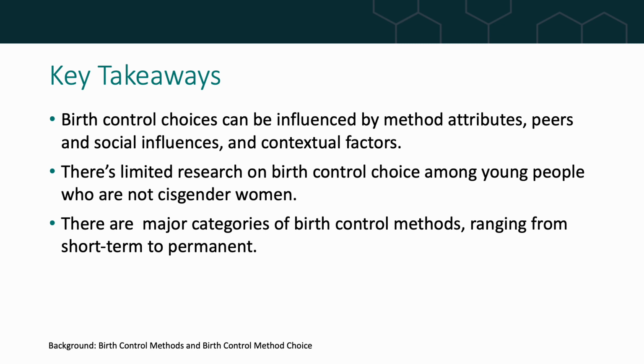The attributes of birth control methods, as well as peer and social influences and contextual factors, all influence the birth control choices young people make. Most research on birth control choice has focused on cisgender women. Although research on the factors that are important to the birth control decisions made by Activate's populations is limited, some evidence suggests that their contraceptive choices are influenced by the same factors that influence the contraceptive choices made by cisgender young women in the general population. The birth control options available to young people fall into 5 broad categories, and it is important for youth supporting professionals to be familiar with all of them.